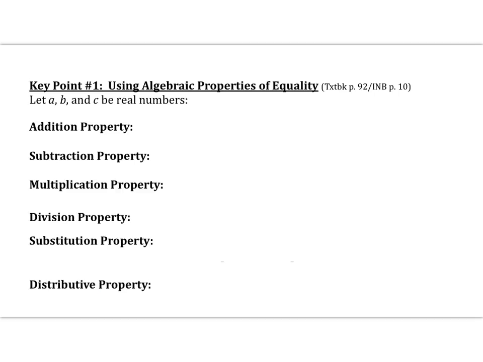All right, our first key point, using algebraic properties of equality. We're going to let A, B, and C be real numbers. First, we have our addition property. And our addition property states that if A equals B, then A plus C equals B plus C. So in other words, if I have the same value added to both sides, I still have equality.